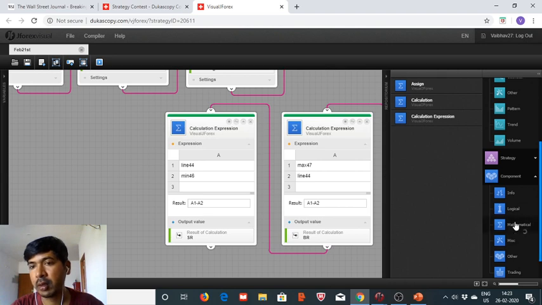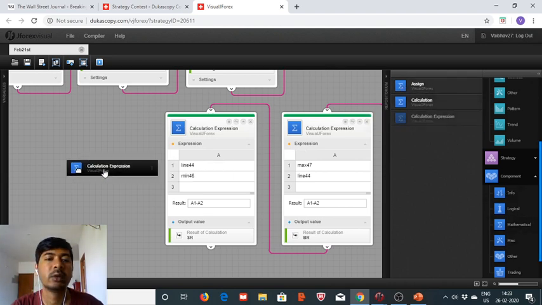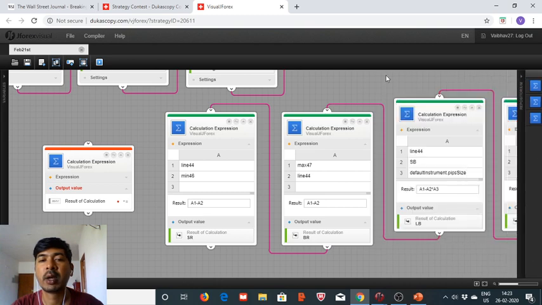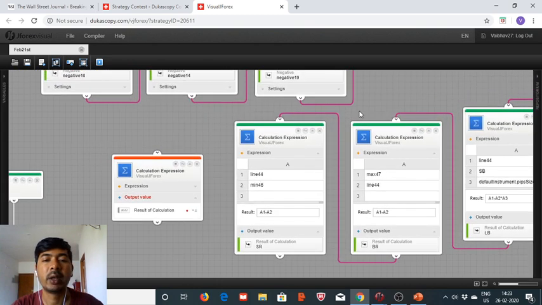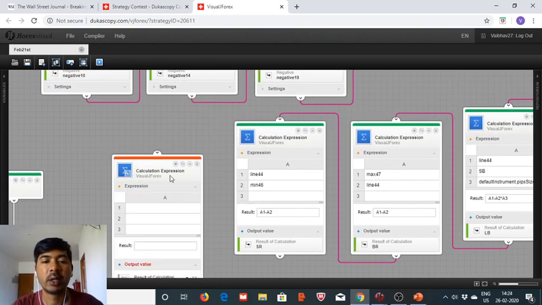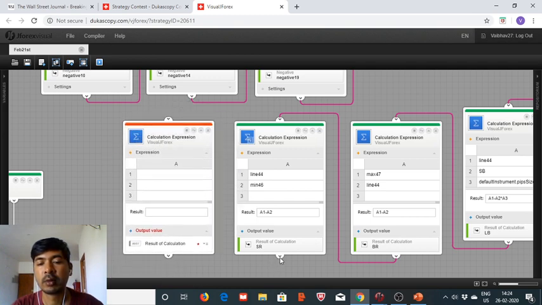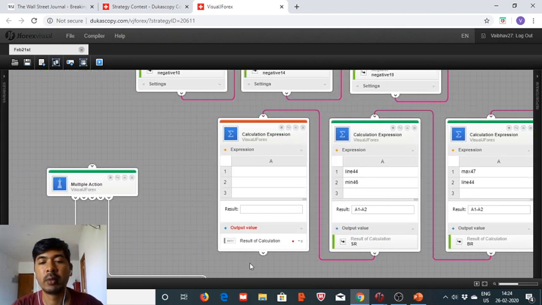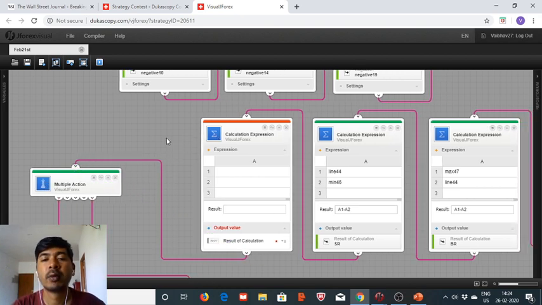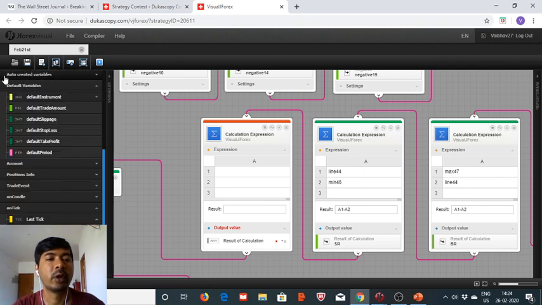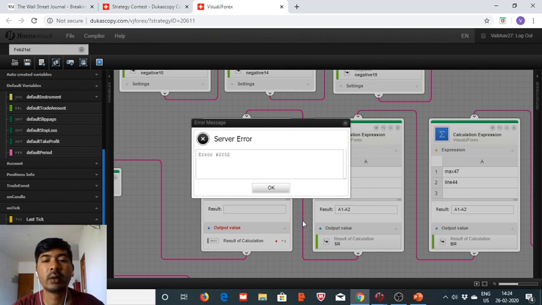Components, mathematical, the calculation expression. So we defined one algorithm, one parameter which can be called ER, the execution requirement. So ER then will be joined to the multiple action block, and here what we need is we are simply going to define. So we see the default instrument.